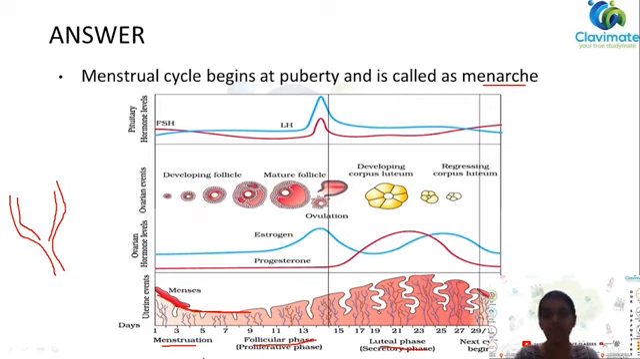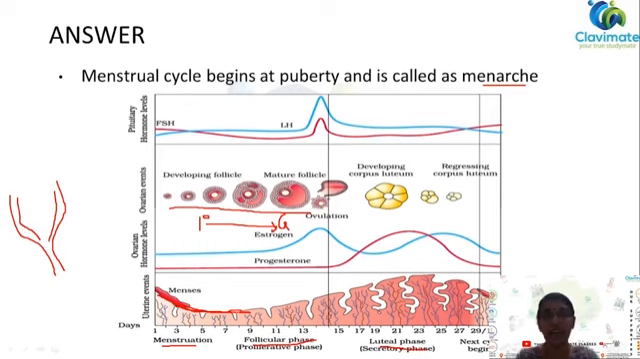When does menstruation occur? When there is no fertilization. So the egg has to be discarded, and it comes out with the endometrium layer, that is shedding. Next is the follicular phase. After shedding, the next phase is the follicular phase, where the follicle gets developed from primary follicle till the Graafian follicle. So from primary to Graafian follicle, development occurs in the follicular phase.